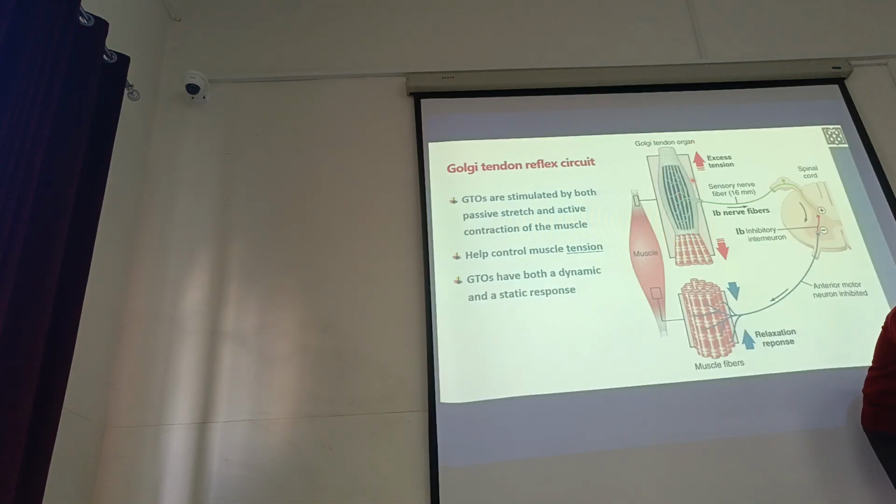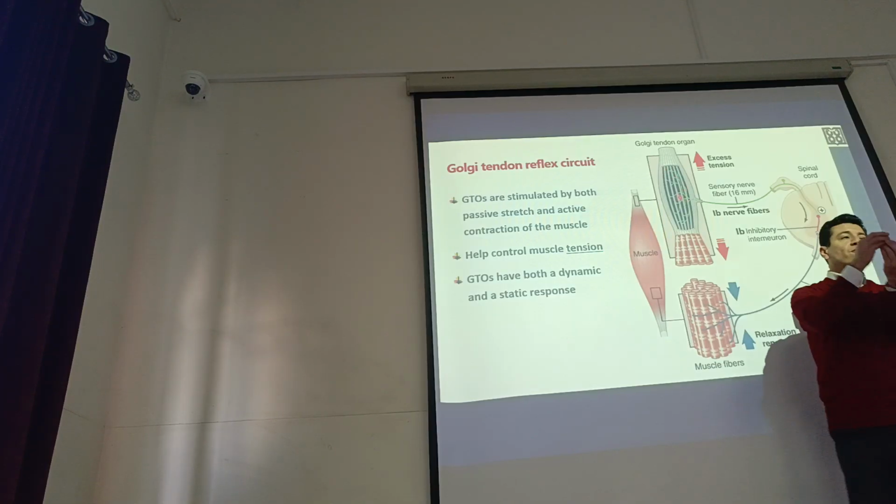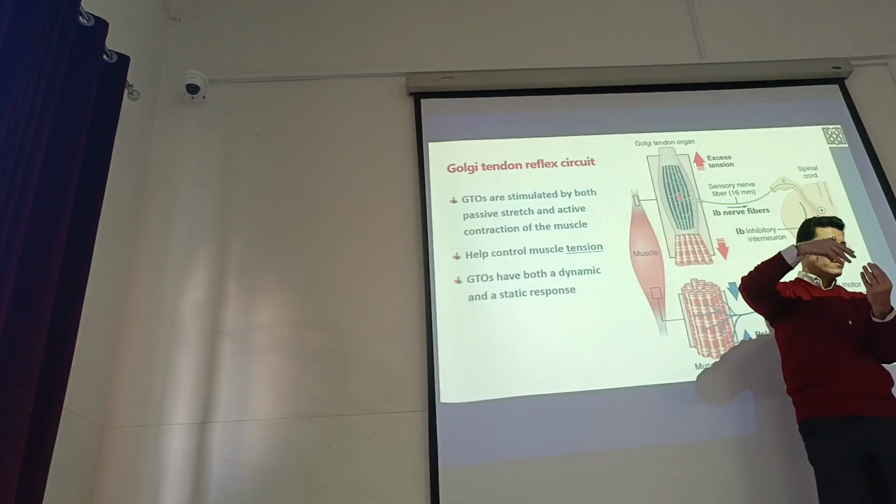So it has a shield, and inside this shield it has some fibers. These are collagen fibers, right? So, and here you can see that there is a type 1B fiber that originates from cells from DRG. They go to this Golgi tendon organ. It has several branches, right? The branches of this fiber are located between the collagen fibers, right?